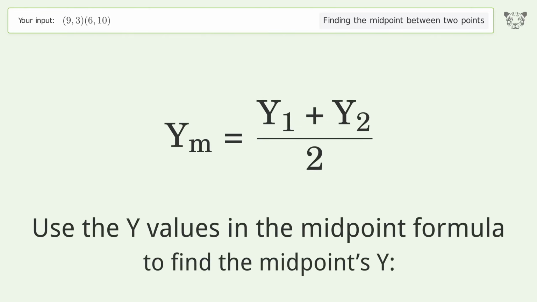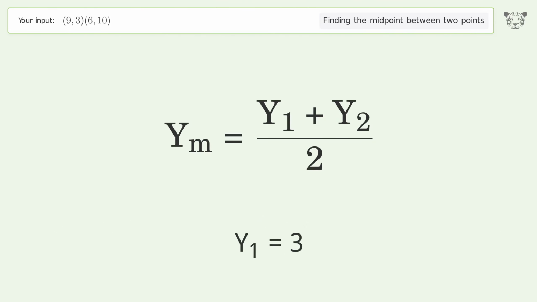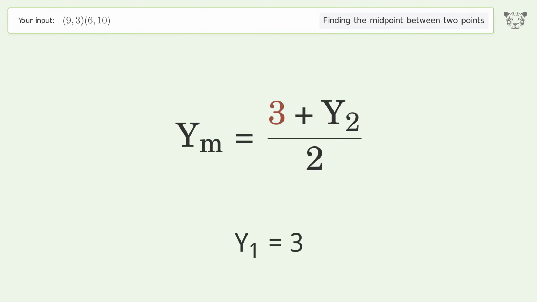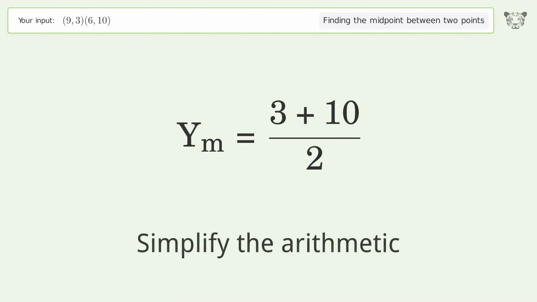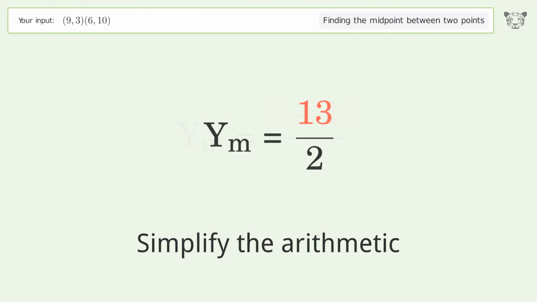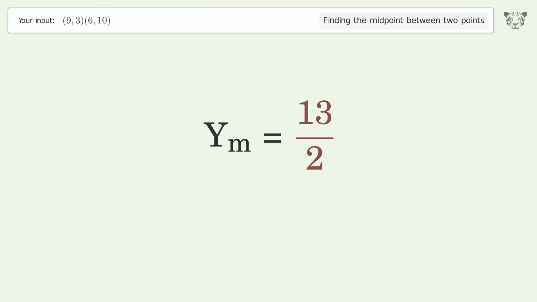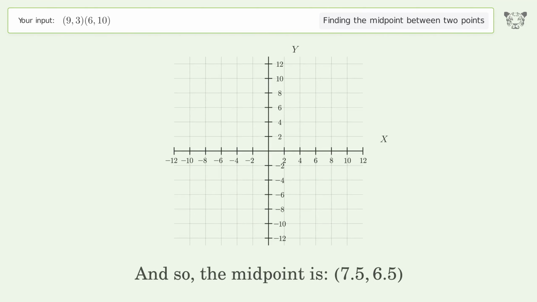Use the y values in the midpoint formula to find the midpoint's y. y1 equals 3. y2 equals 10. Simplify the arithmetic. And so, the midpoint is 7.5, 6.5.